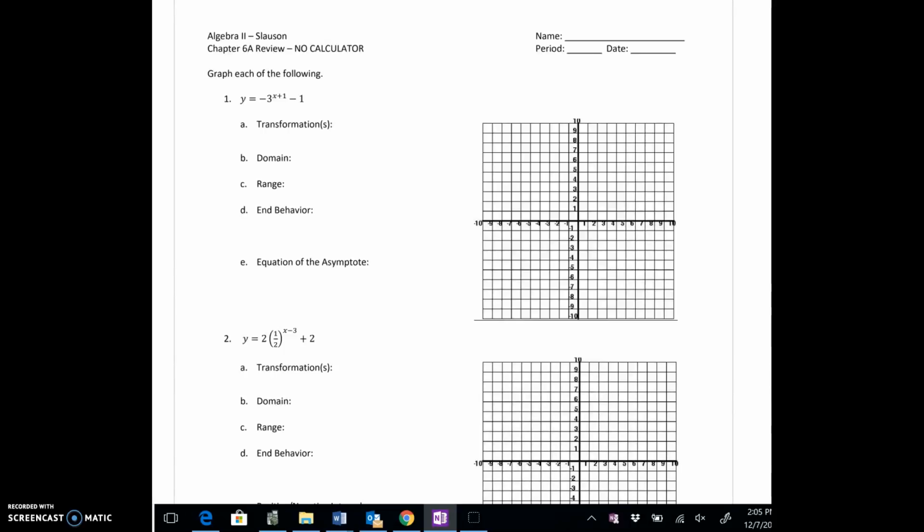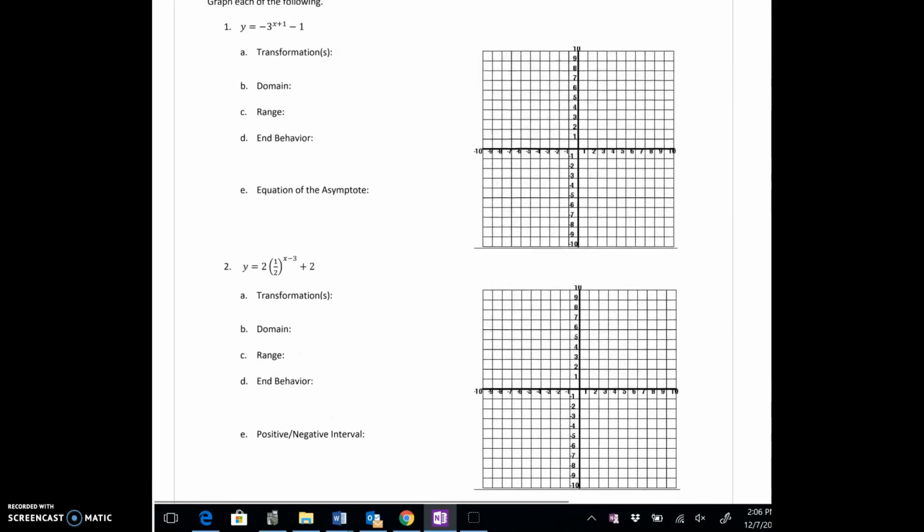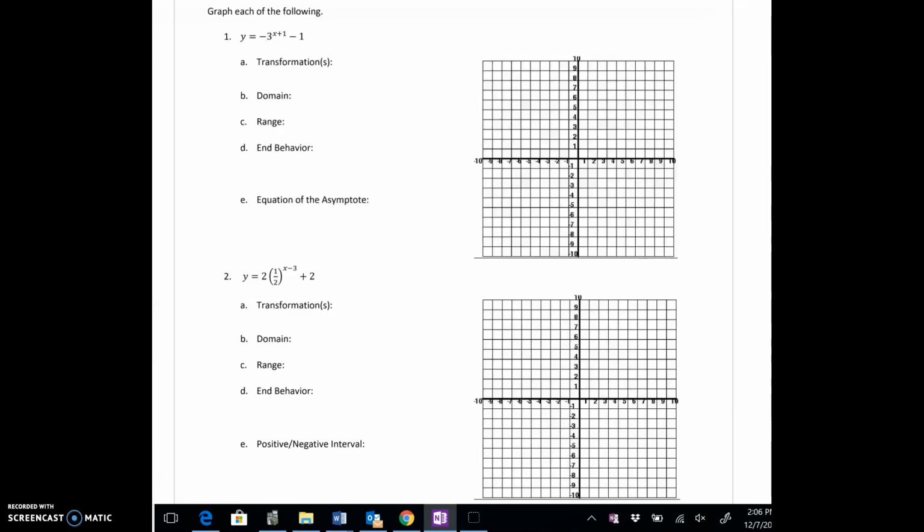Hello, welcome to the Chapter 6 review on exponential functions. We're going to get started with graphing. The first thing we're going to talk about are the points that you should be using as we graph problems 1 and 2. So the points that we're going to use are the same points we've been using.